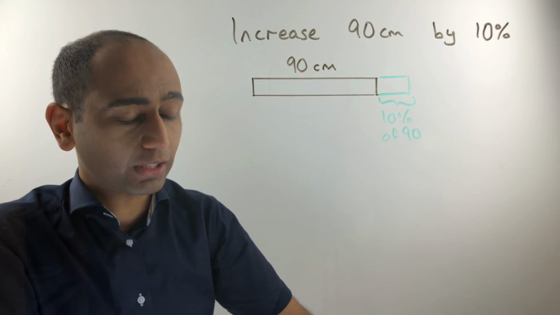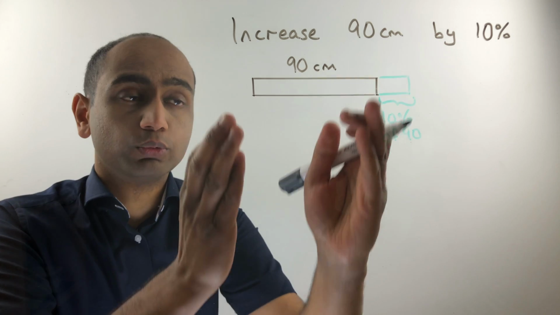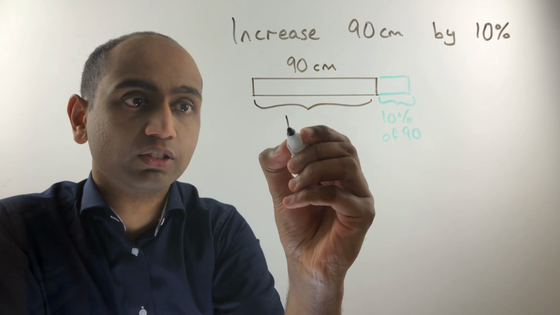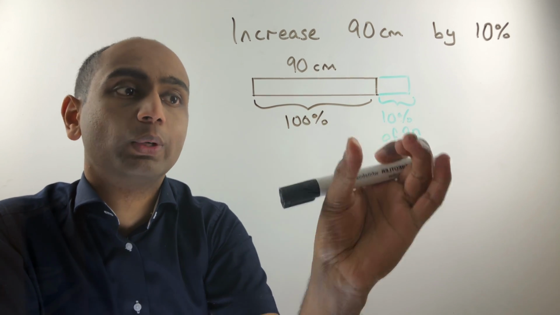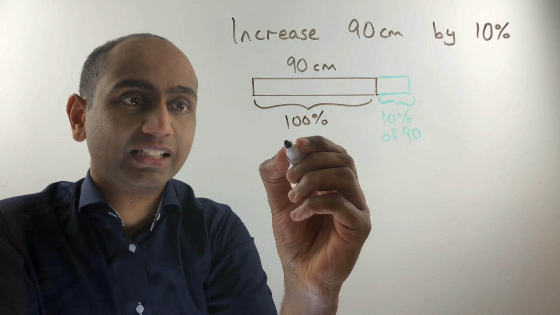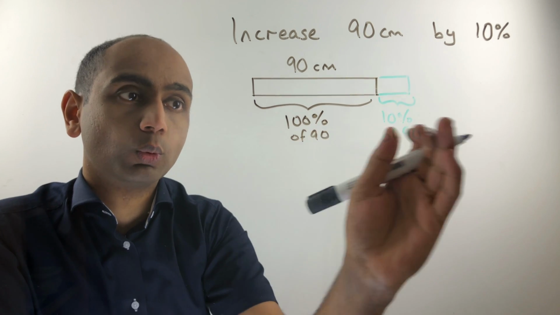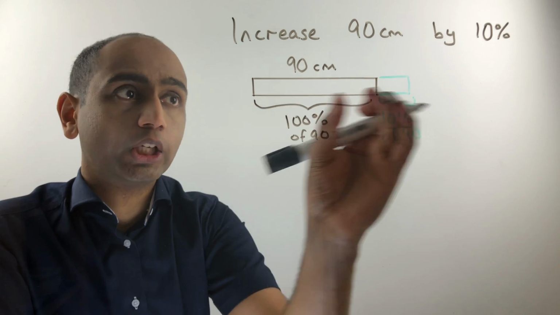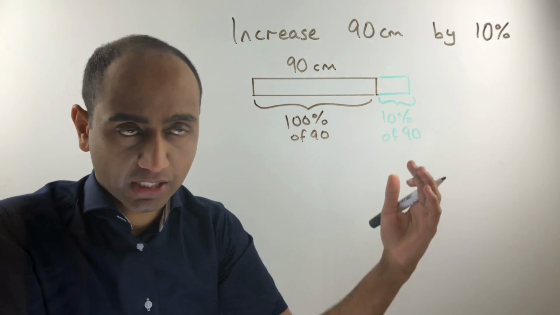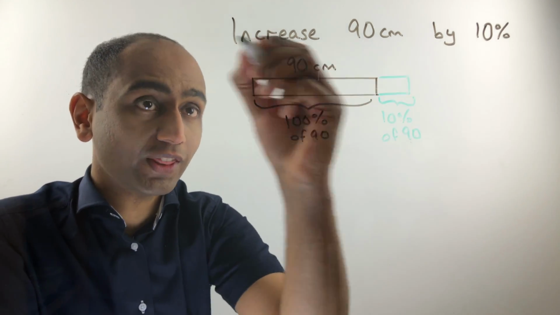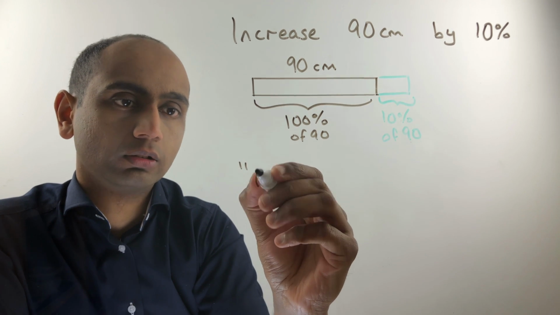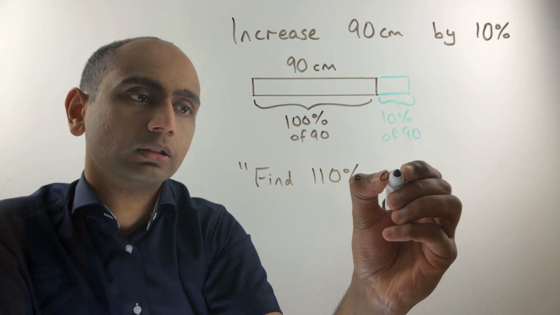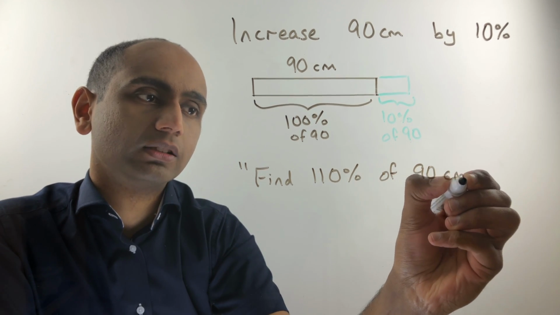But another way of thinking about that is to spot that we've got the original 90 centimetres, which is simply 100% of 90, and we're adding on the extra 10% of 90. So altogether what we want is 110%. So 100 plus this extra 10%. So we could turn that question into this question. Find 110% of 90 centimetres.